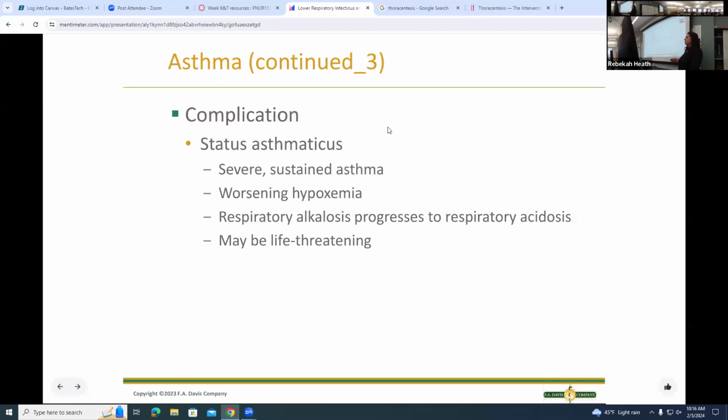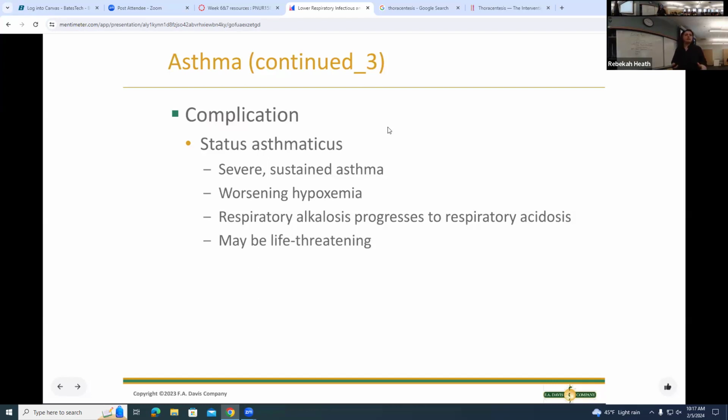One of the complications is status asthmaticus. Usually we see this more in kids than in people with adult onset. It's where you have a severe, continual asthma attack. Usually patients will have their albuterol inhalers that they're using, but it's not working, or they don't have their inhaler with them, and they're just not getting air in. Because they're not exchanging air, they're getting hypoxic. Eventually, when we talk about acid-base balance, because of the hypoxia and the acid-base imbalances, they could even die.